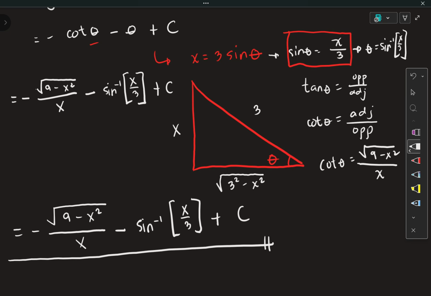In answering other problems related to trigonometric substitution, we will just follow the same pattern, and after getting the integral, we substitute back the original values of the given.